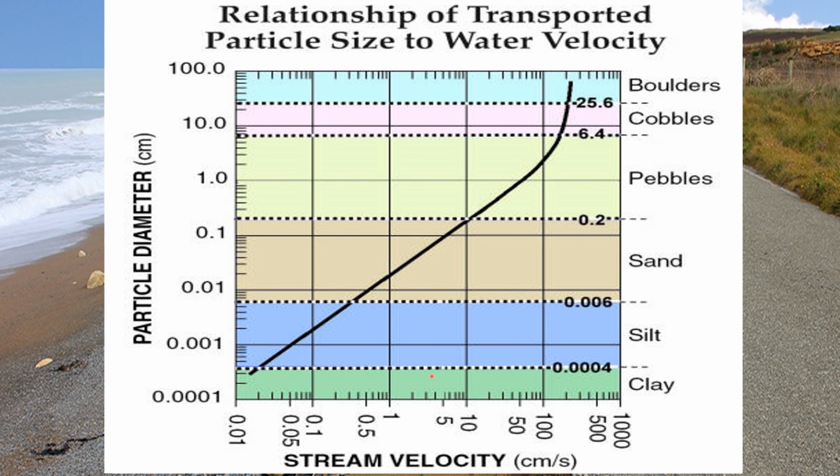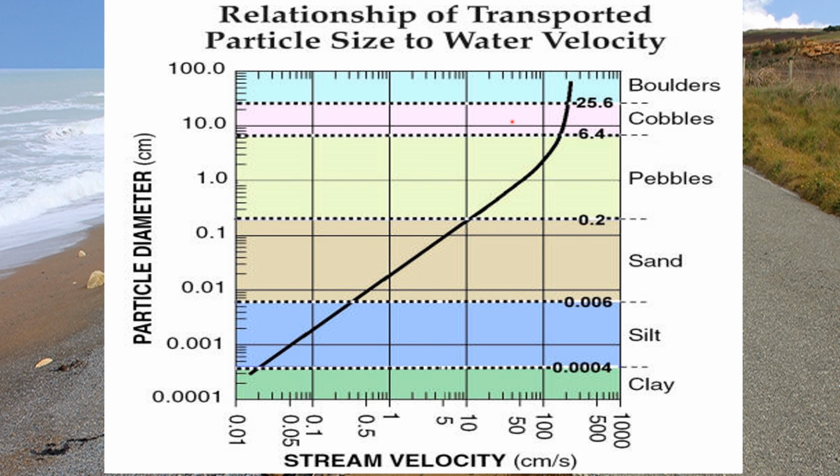But once again, if you're looking here, anything below this dashed line would be considered clay. Anything below this dashed line in the blue space would be silt. The tan space would be sand. The yellow space would be pebbles. Then we have cobbles between these two right here. And we have boulders as anything bigger than that.